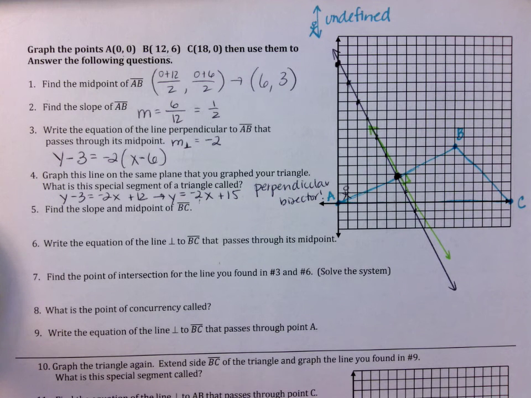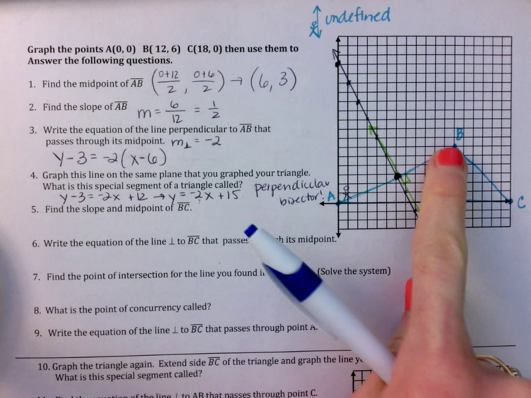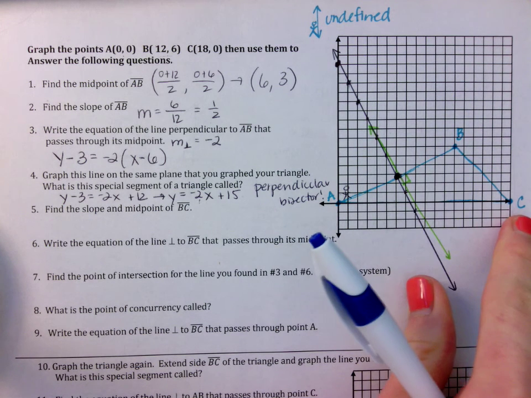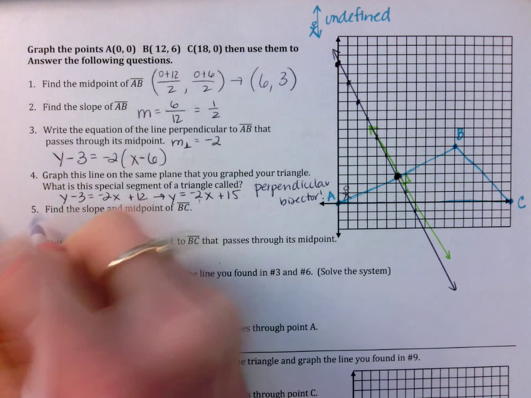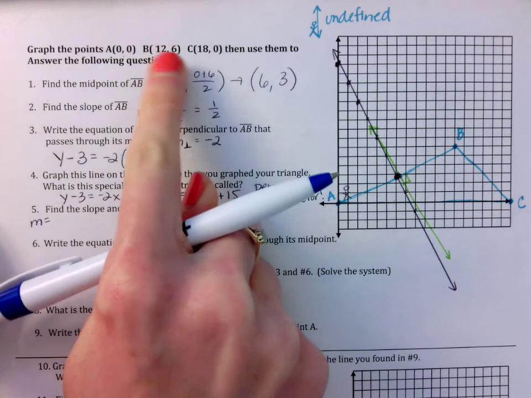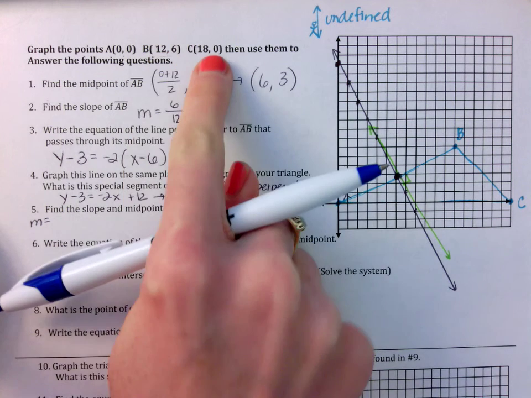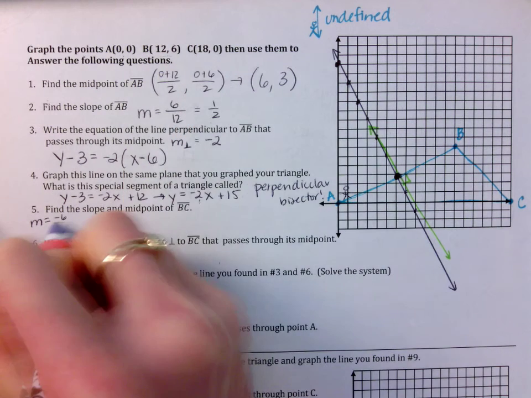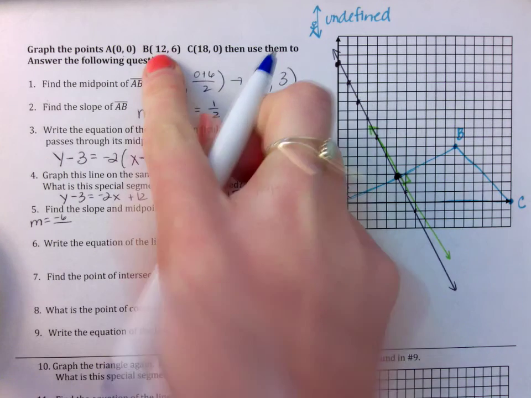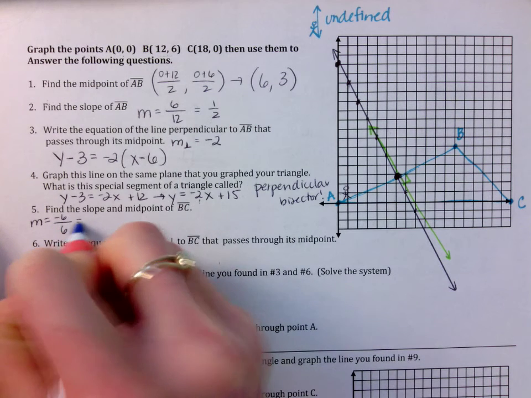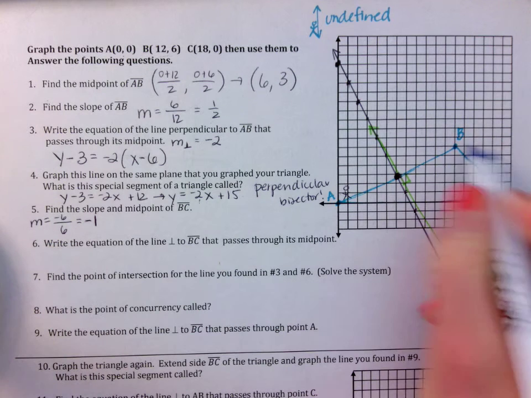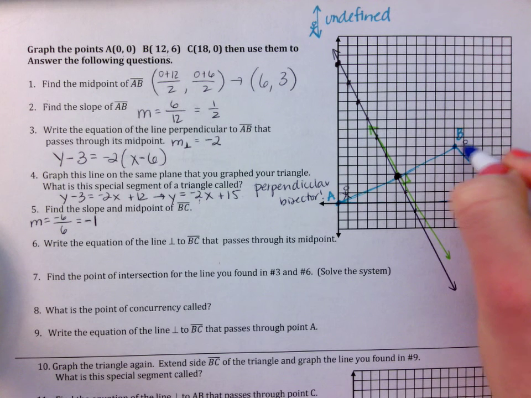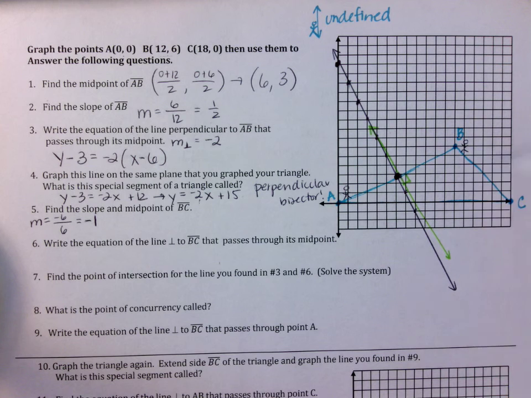Alright, so numbers 5 through 6 is going to be similar, but it's going to be with a different side. So we're going to find the slope and midpoint of BC. Let's first find the slope. I'm just going to, again, subtract from my coordinates up here. So I'll do 0 minus 6 is -6 over 18 minus 12 is +6. So my slope is -1 for this side. That makes sense. Put a little guy up here. He's walking down 1 over 1, down 1 over 1.